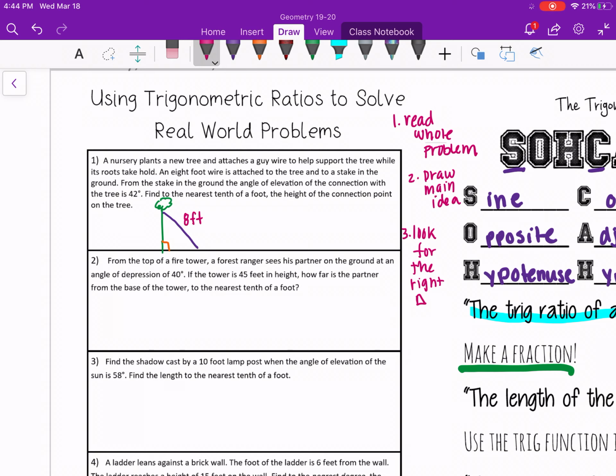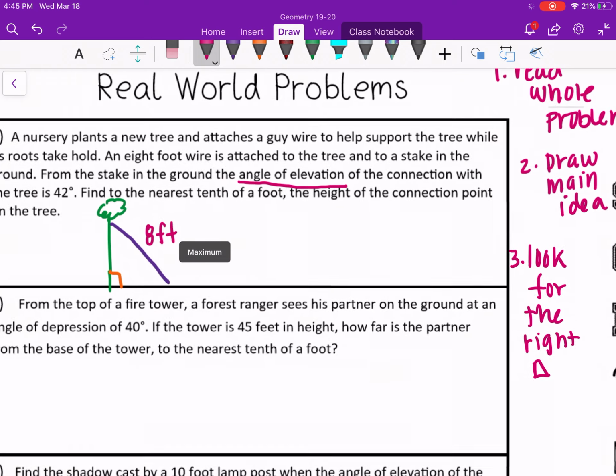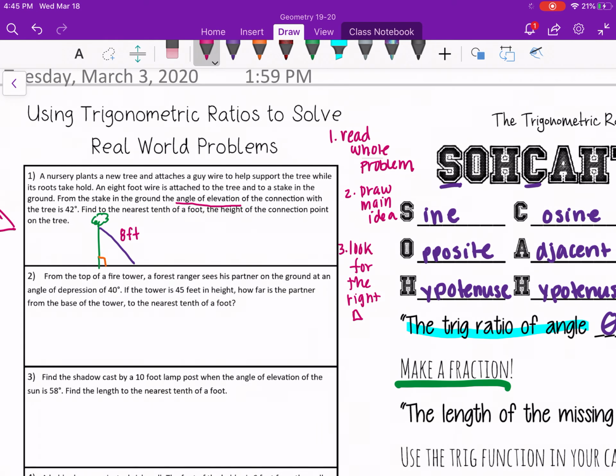It says from the stake in the ground, the angle of elevation is 42 degrees. Angle of elevation is a phrase that you're going to see and hear often in word problems. The angle of elevation always has to come off the ground. Depending on what your triangle looks like, angles up here in the sky are never going to be angles of elevation. Angles of elevation always start from the ground up. So if we look at our picture, there's only one angle of elevation that's made with the ground, and that's right here. So this is my 42 degree angle.